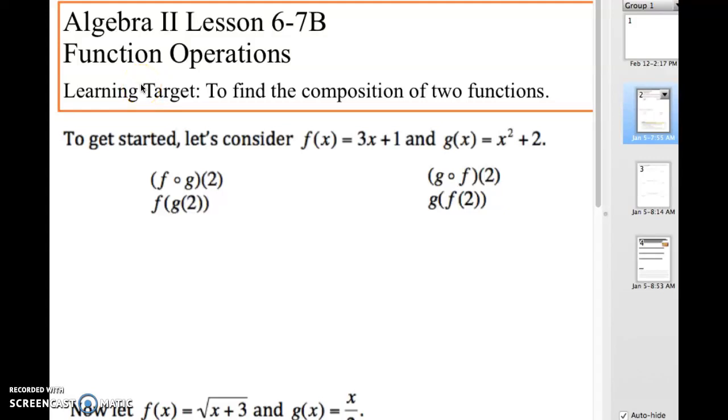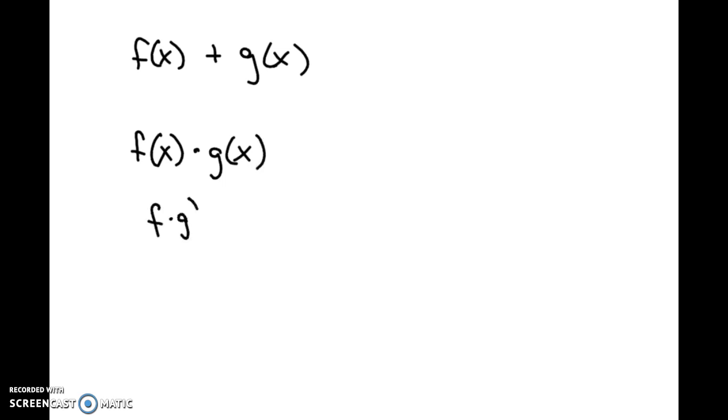Today our learning target is to find the composition of two functions. Now before we jump into that, I want to talk about what we did yesterday. Yesterday we did problems like a function f of x plus another function g of x, and we did subtraction and division, and we also did multiplication. And we wrote multiplication this way. We also wrote it as f times g of x.